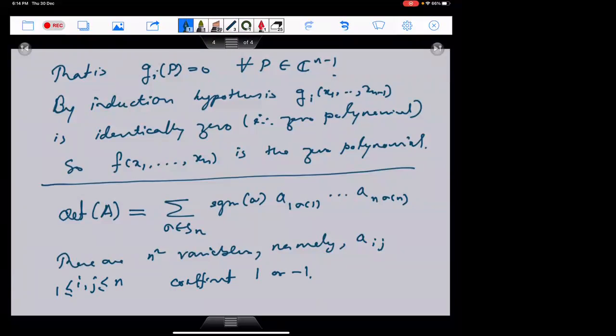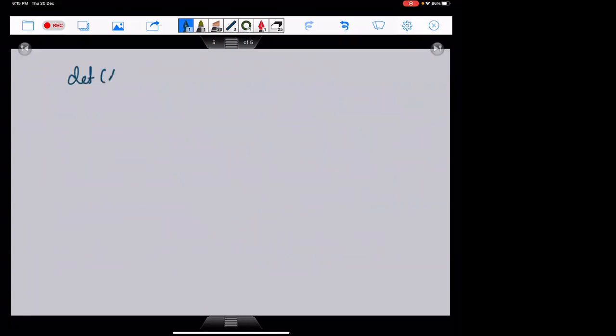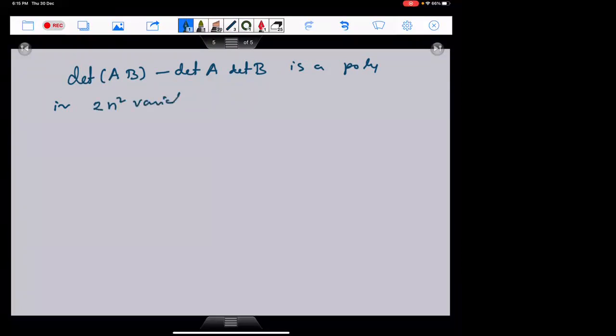So now what am I going to say? Determinant of AB minus determinant of A times determinant of B. Here, how many variables will there be? A polynomial in how many variables? 2n squared, because we multiply. That's right: n squared of them come from A, n squared of them come from B. And what about the coefficients? Can I say they are some combination of ones, minus one, and zero? So this polynomial is the zero polynomial.